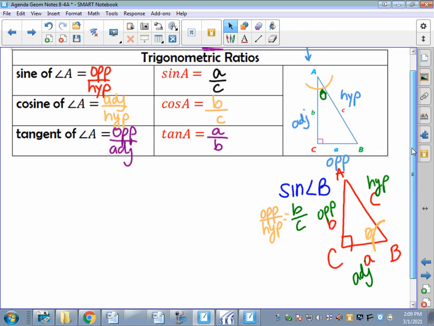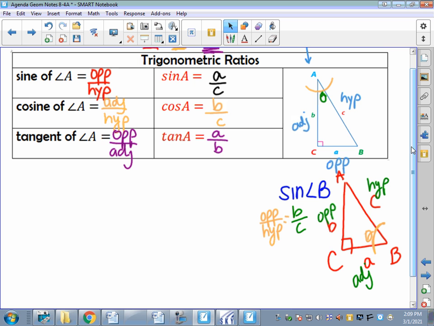Notice that my sine of angle B is the same as my cosine of angle A. It's not a coincidence because my opposite and my adjacent flip-flopped. So that's a very specific thing. Sometimes it helps to just see that. So you start with whatever angle you're looking at and you identify. Some people like to write down opposite, adjacent, hypotenuse. Some people just do it without.